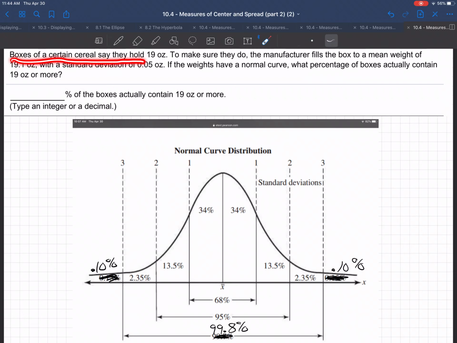Boxes of a certain cereal say they hold 19 ounces. To make sure they do, the manufacturer fills a box to a mean weight of 19.1. They aim for higher than what they promise, with a standard deviation of 0.05 ounces. If the weights have a normal curve, what percentage of boxes actually contain 19 ounces or more?